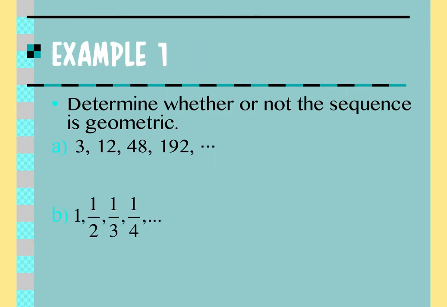All right, so example 1 says determine whether or not the sequence is geometric. So I'm doing second over first, third over second, fourth over third, whichever ones I've got. So I'm going to do 12 divided by 3, and that's 4. And then I'm going to do 48 divided by 12, and that's 4. And then I'm going to do 192 over 48, and that is also 4. Because they are all the same, the answer is yes. If it had asked for it, my R would be 4.